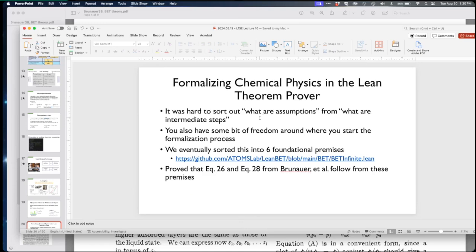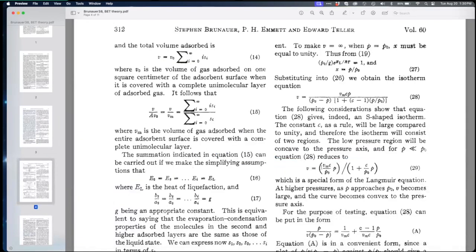You can notice that there's a big gap between the natural language of the scientific theory and the kinds of objects we've been talking about in class: structures, functions, propositions. It's not exactly obvious how you're going to structure all that together. So you also have some bit of freedom about where you start and where you end the formalization process. There's extra proofs to do.